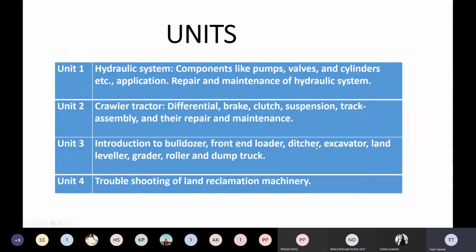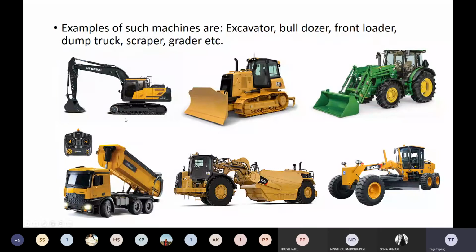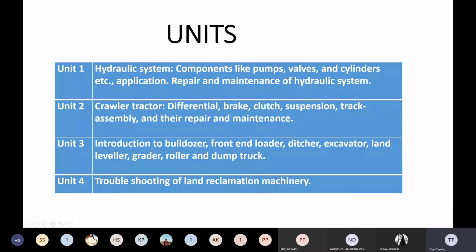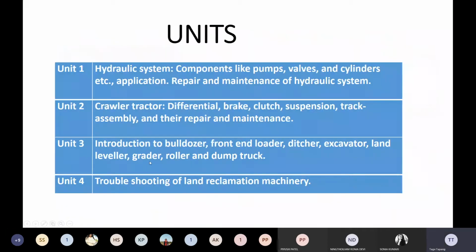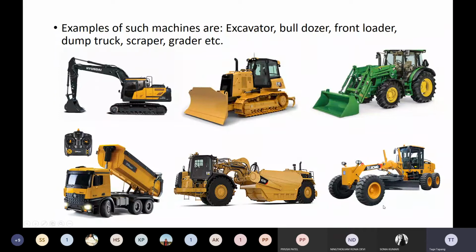Ditcher. So what is ditcher? Ditcher is basically a machine used to construct ditches. So what are ditches? In simple words, we can say drain or nala, what we call, or a ditch. So that is ditcher, the machines used for constructing ditches. Then we have excavator. Excavator you have seen here. This is excavator. Land leveler. Leveler we have not shown here. Then grader. We have shown this is your grader.